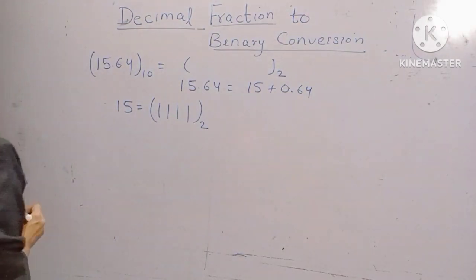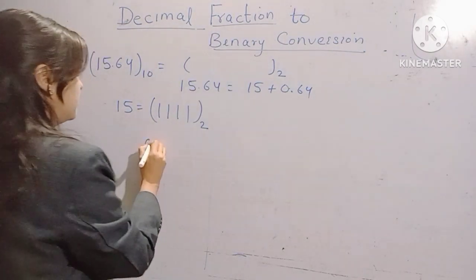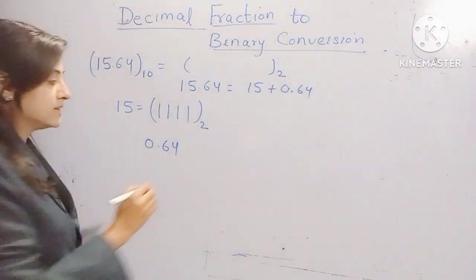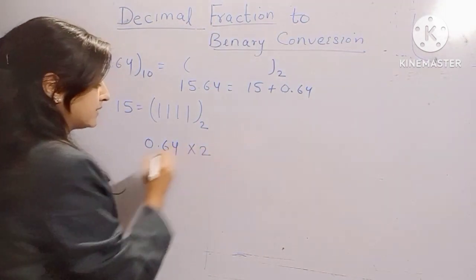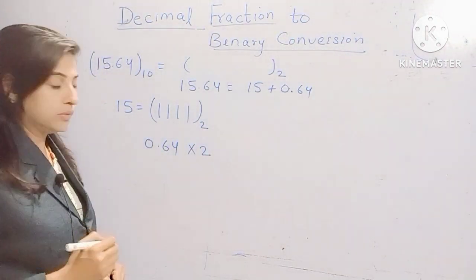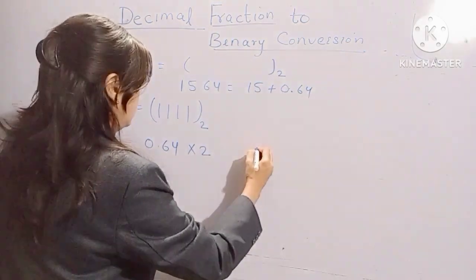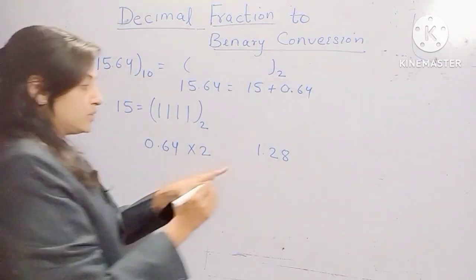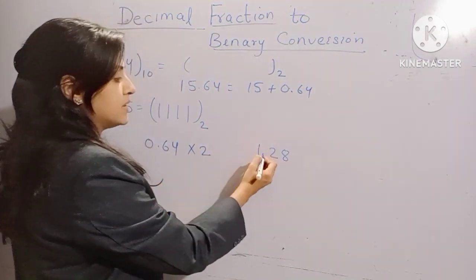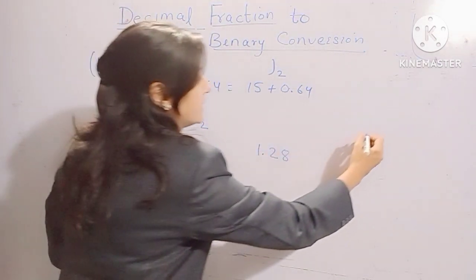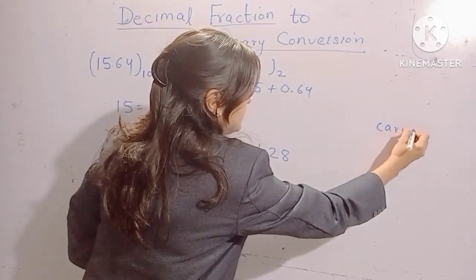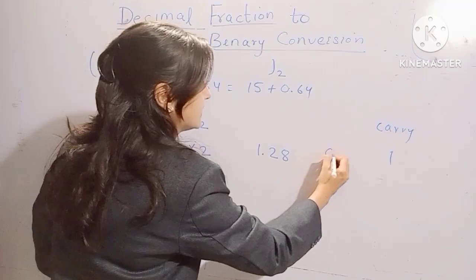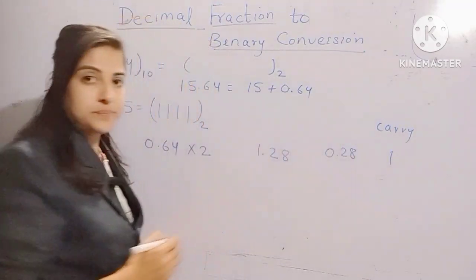For 0.64, I'll write this number as it is. Then I have to multiply that number by 2. So what I'll get is 1.28. The number before the decimal point, that I will write as a carry. So I'll write 1 as a carry. And the rest part, that is 0.28, I will write here.